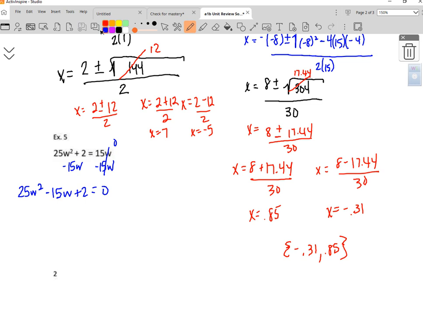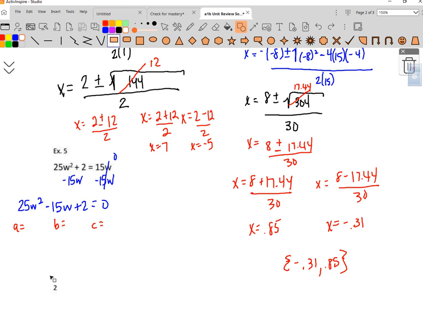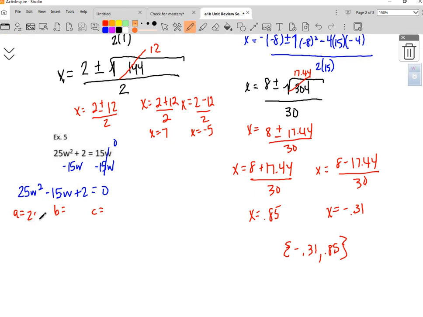So now this is where we get to determine what is our A, what is our B, and what is our C. Our A is 25, our B is negative 15, and our C is 2. Nice. 25, negative 15, and 2.